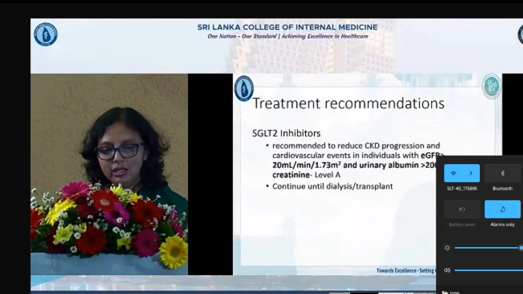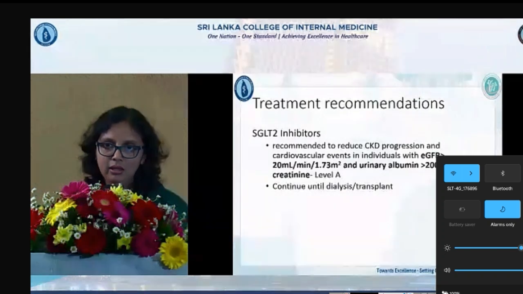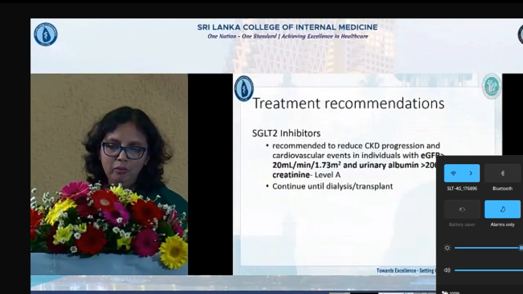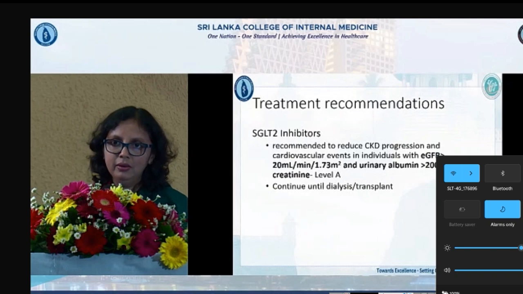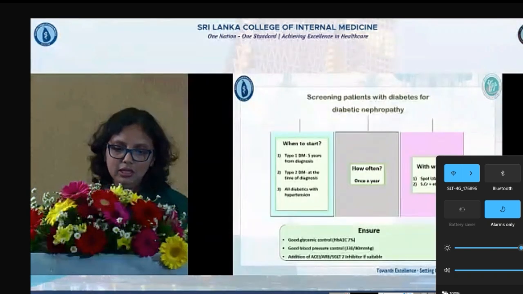If the SGLT2 inhibitor is started and the eGFR continues to drop, they say even below 20 we can continue it until the patient goes on to dialysis or ends up needing a transplant. So it is a very important drug that we need to consider along with our ACE inhibitor, whether we are using it enough in our diabetic patients to reduce the progression of the kidney disease.